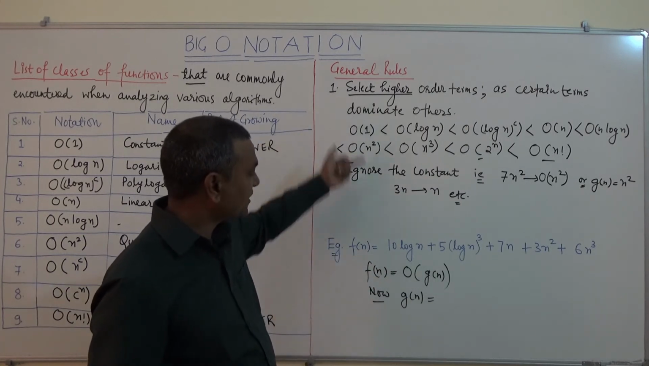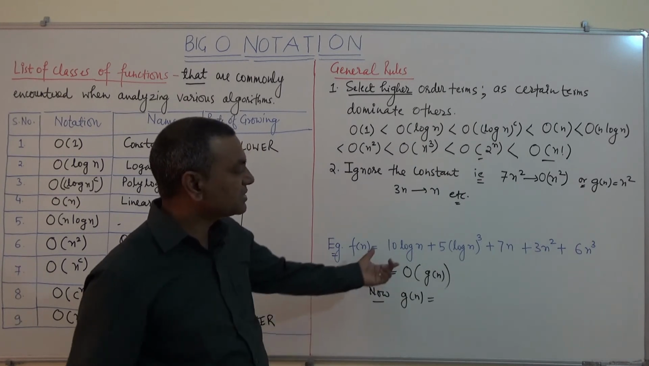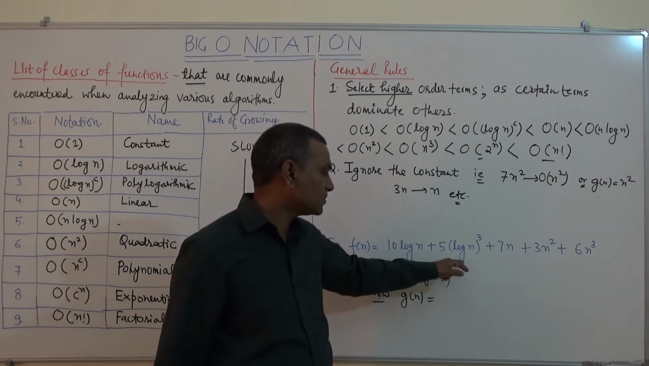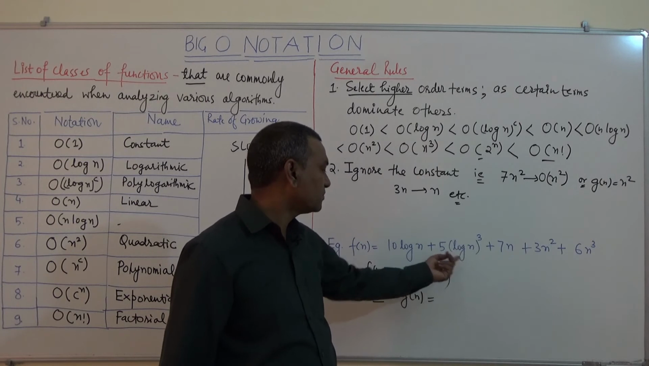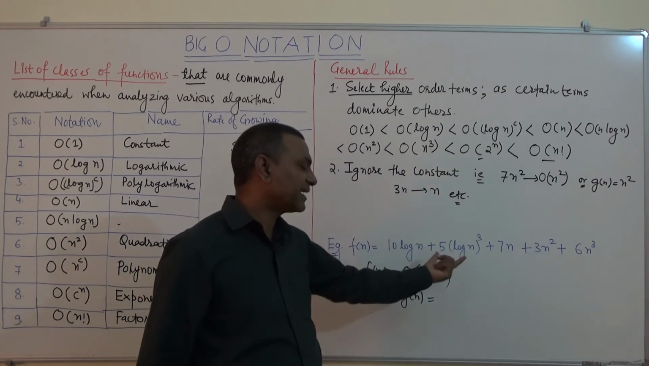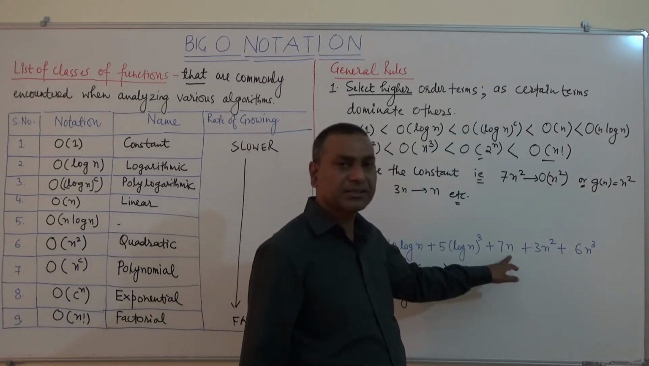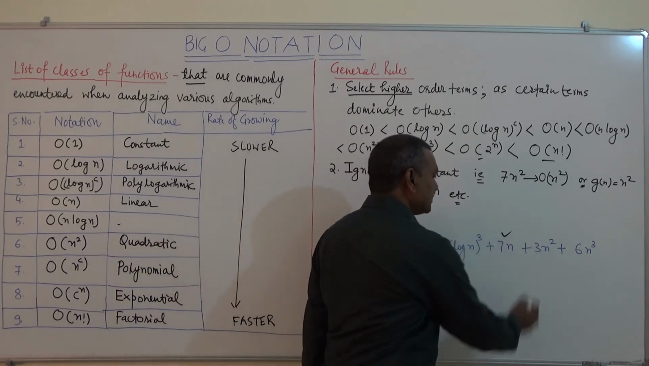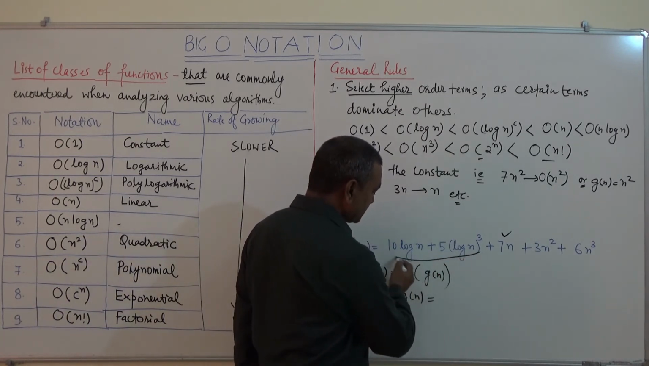So we will apply the first rule first. The first rule says that select higher order term. Now we will see one by one. If we compare these two, this is log n, this is also log n raised to the power 3. So both will be the same. There is no need to compare. They both have the same order. Then we will compare this with 7n. So 7n, this n is linear. So obviously this will have the higher order in comparison to these previous two.